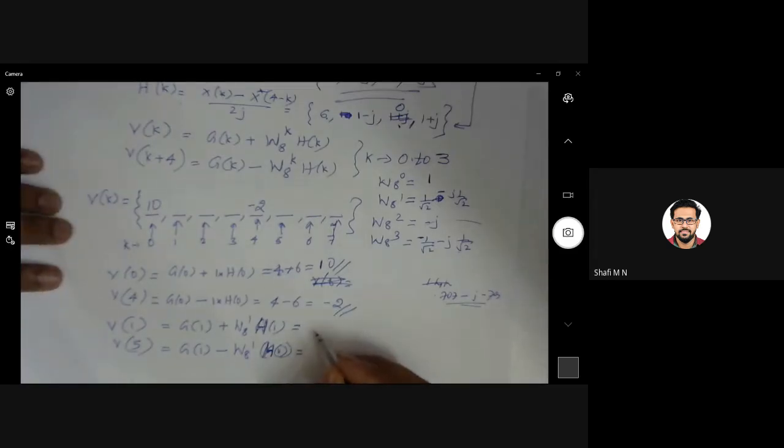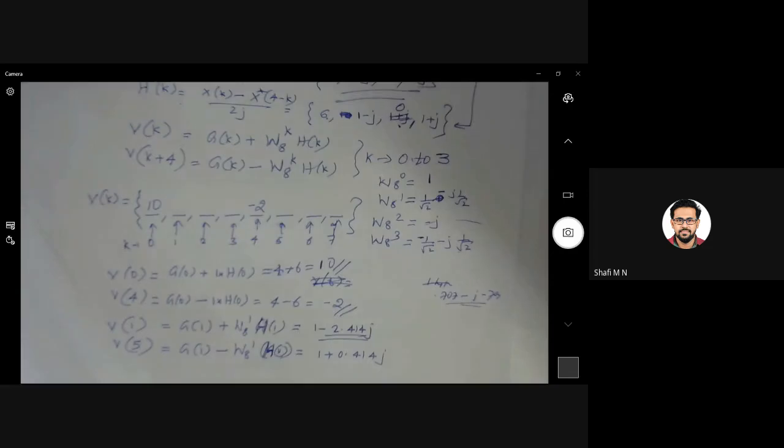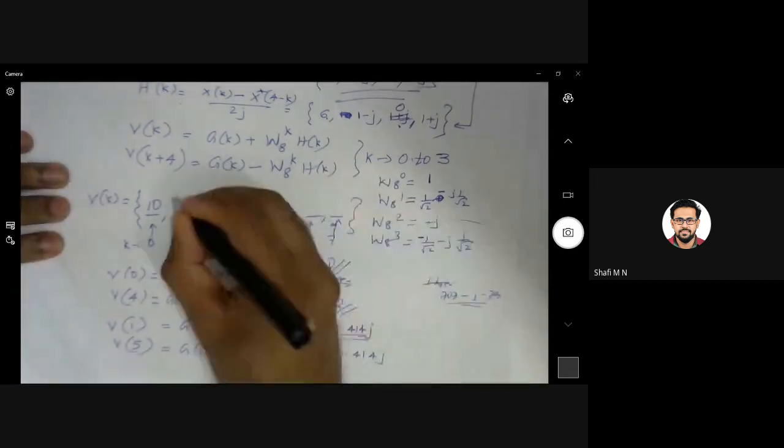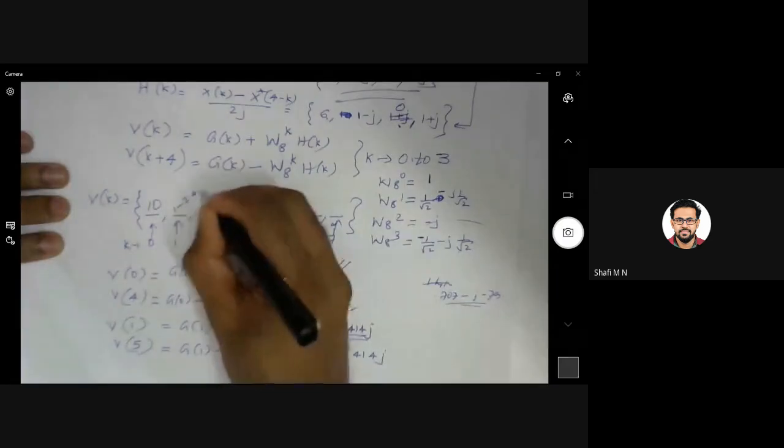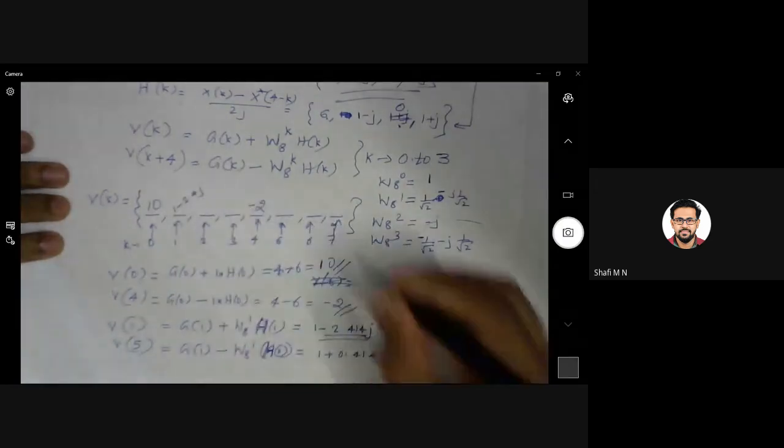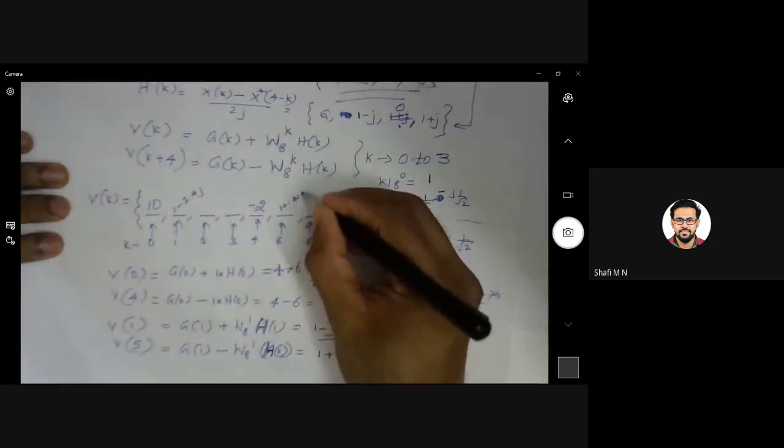This element will be 1 minus 2.414 j. This element minus 2 element, that is 1 plus 0.414 j. So this is 1 minus 2.4 j, and I got this element. This is 1 plus 0.414 j.